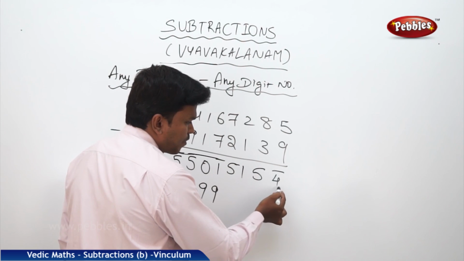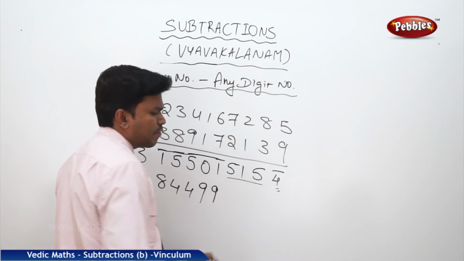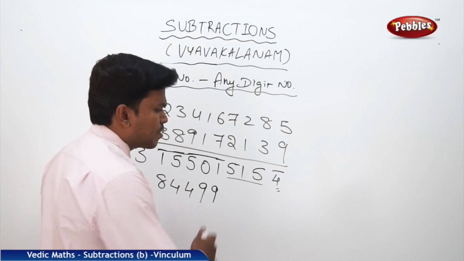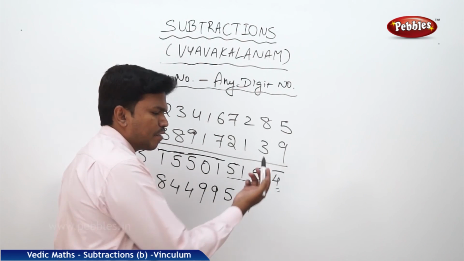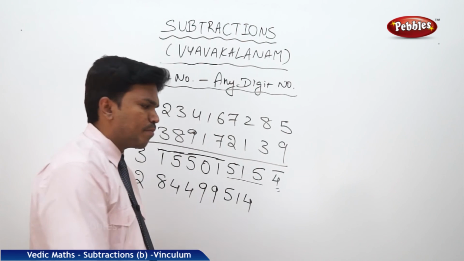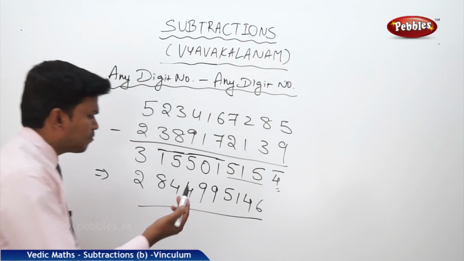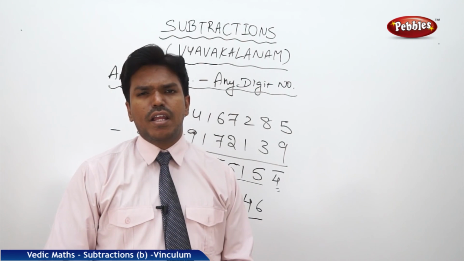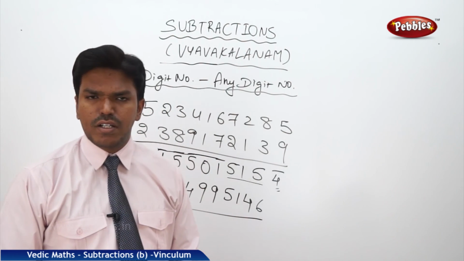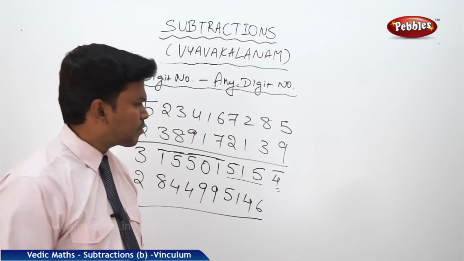Next, 515, 4 bar. The number before the bar is how much? 515. So this should be reduced by 1. So 515 becomes 514. And 4 bar, its complement is 6. So your answer is how much? 2844995146. So like this, in an easy way we can do the subtractions.